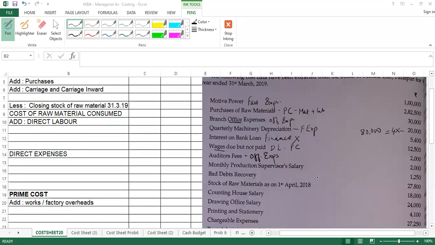Next. Monthly production supervisor's salary. Monthly means we have to calculate yearly. That is first important. Production supervisor means he is in the factory, so this is factory expenses. Monthly is 2,000, so 2,000 into 12, your total cost for the year would be 24,000. I repeat, the production supervisor is supervising the production, so he's working in the factory. That will be your factory expenses, and yearly it will be 24,000 rupees.